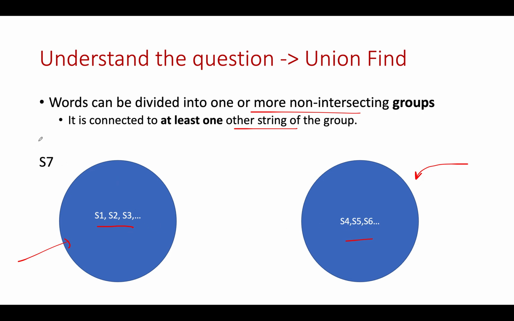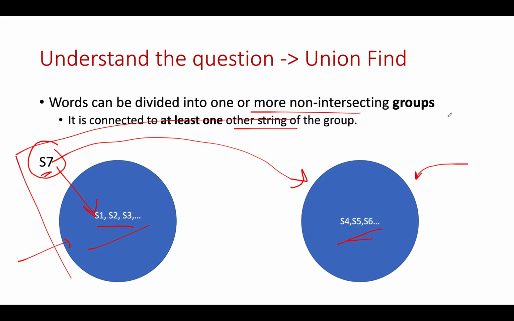Now what do you do? You check whether S7 matches with any of the strings in S1, S2 or S3. If it does, then what will you do? You'll simply club this with this group. Similarly, if S7 also matches with any of the strings in S4, S5 or S6, then again you will club S7 with that group. As a result, S7 will act as a bridge between this group and this group, and in totality they'll form a bigger group.